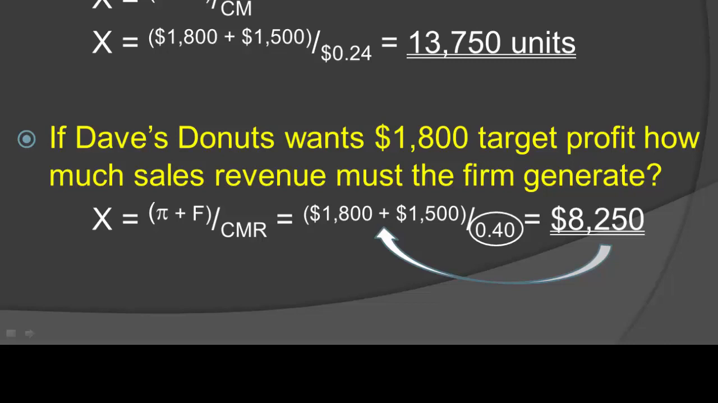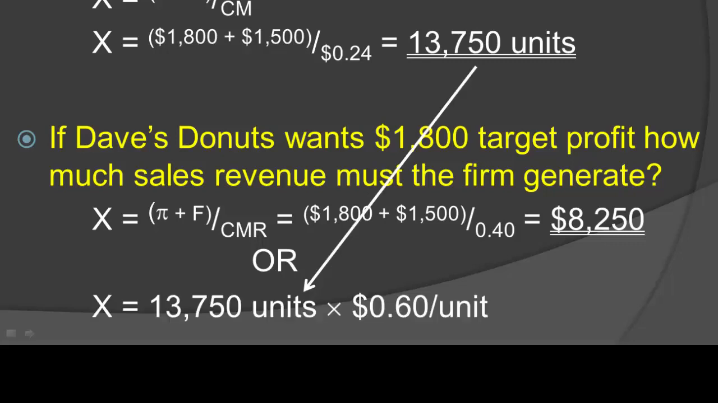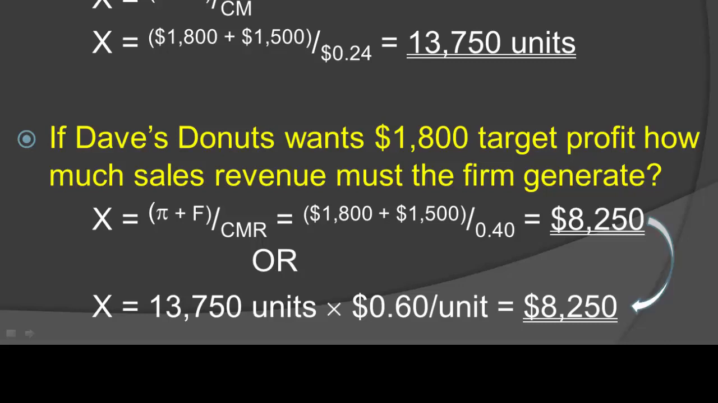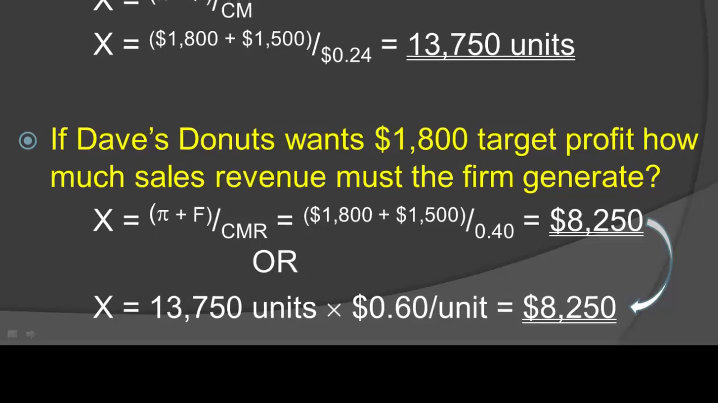To look at this another way, Dave could take his number of units that he has to sell, 13,750, and multiply by the selling price per unit, 60 cents each. And that will also give him his desired revenues to get his desired profit. And of course, these two methods will always give you the same answer.